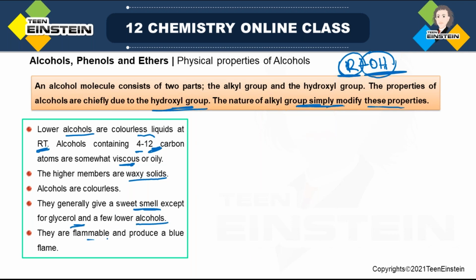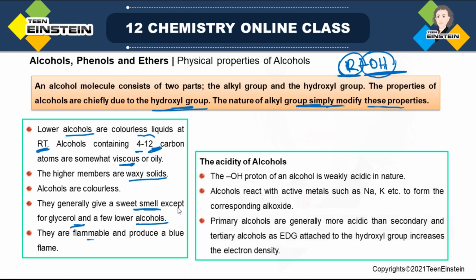They are flammable, we all know that, and they produce a blue flame. Here we will see the first property, after finishing the physical state, which is the acidity of alcohols. Now in alcohol there is an OH group, and in OH you also have this proton. This proton is basically responsible for its weakly acidic nature. Not very strong, they are very weakly acidic.